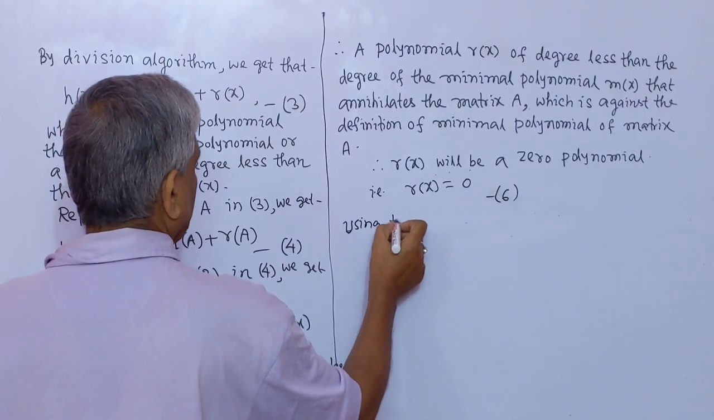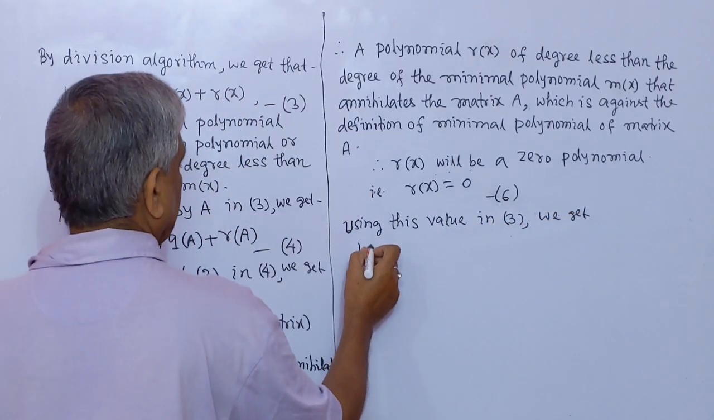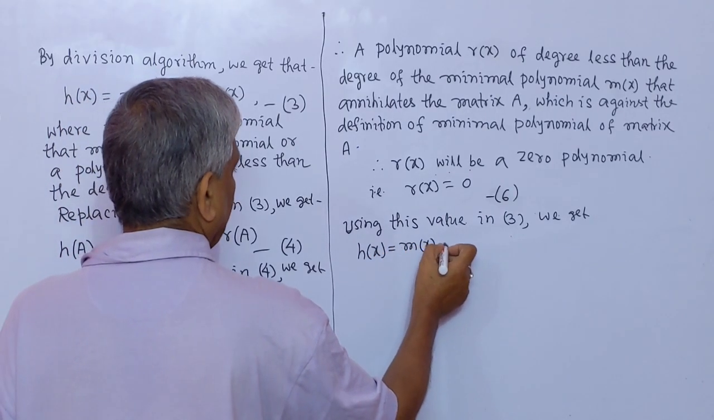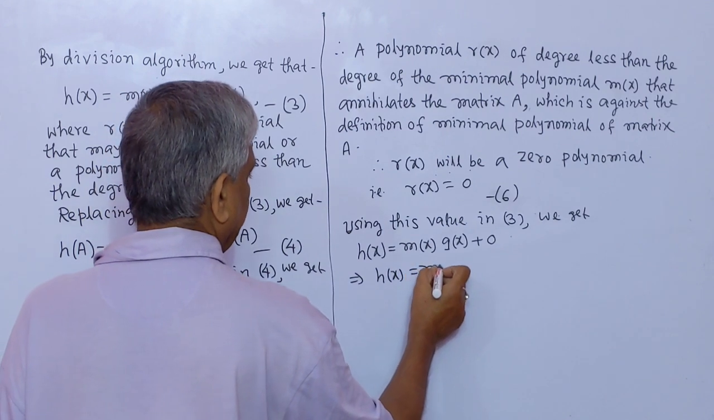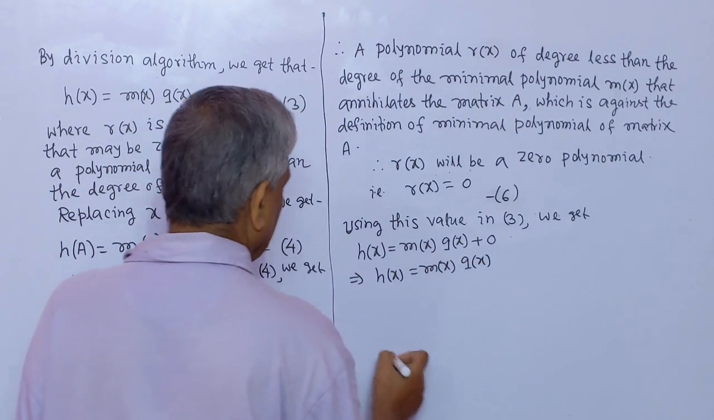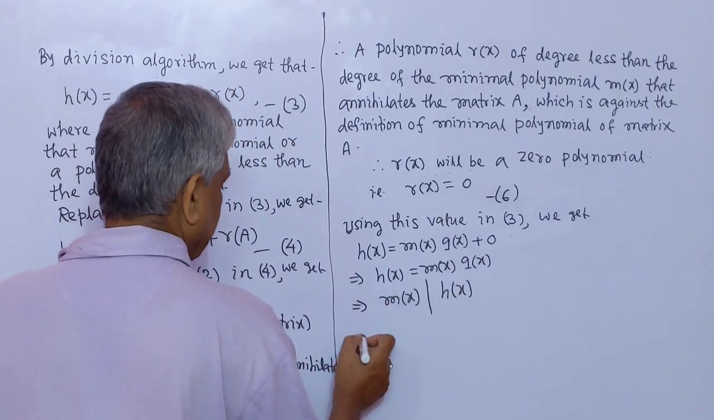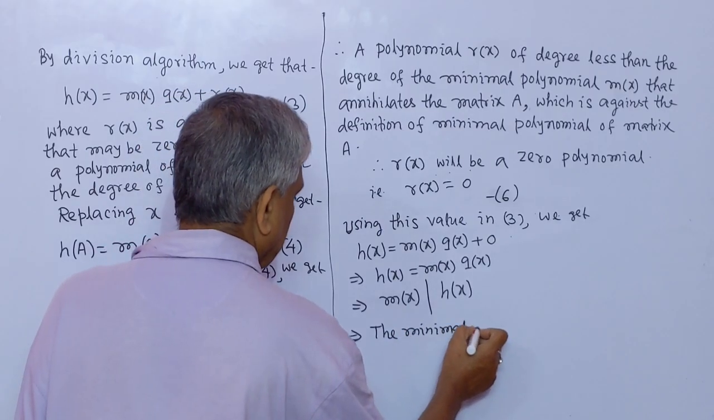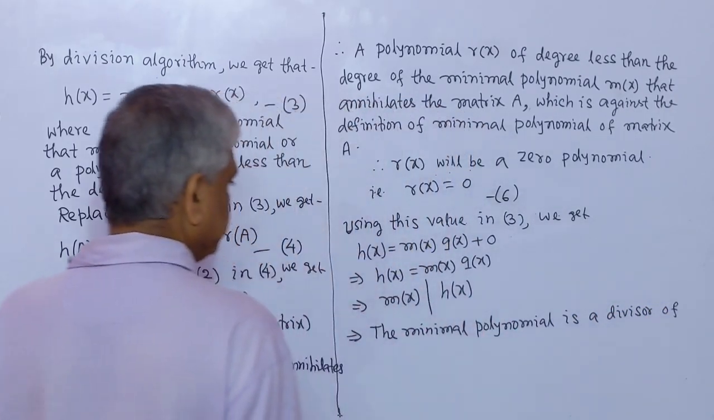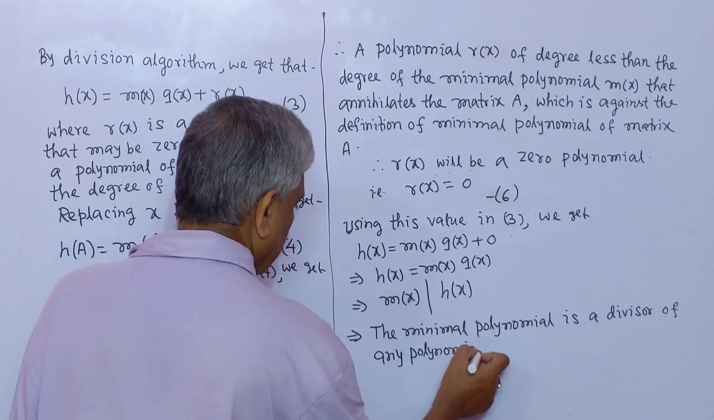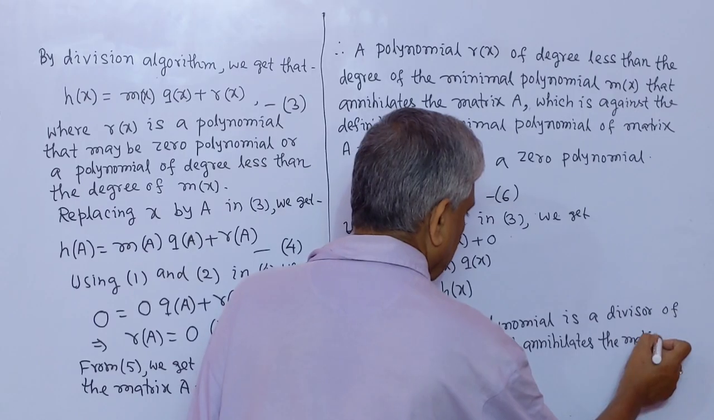Using this value in number 3, we get h(x) equal to m(x) multiplied by q(x) plus 0, implies that h(x) equal to m(x) multiplied by q(x), implies that m(x) divides h(x), implies that the minimal polynomial is a divisor of any polynomial that annihilates the matrix A. Proved.